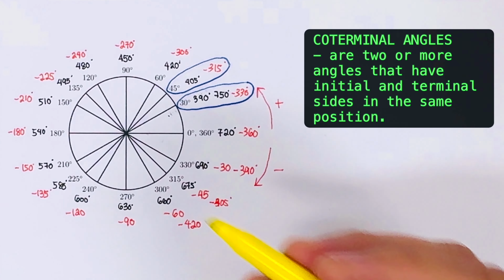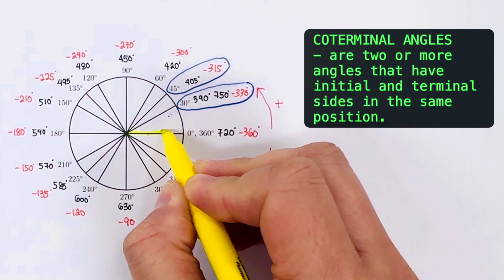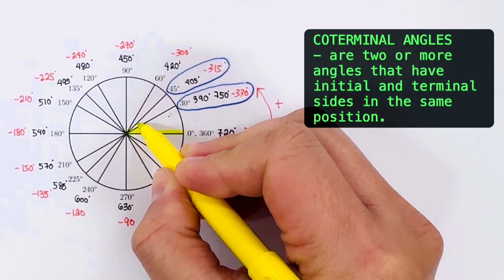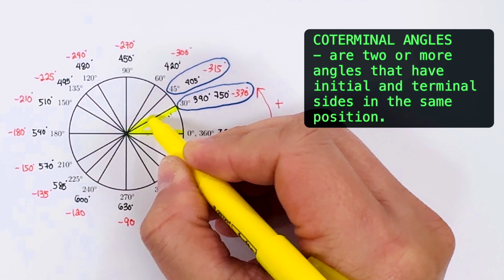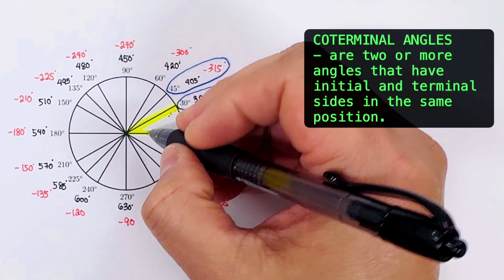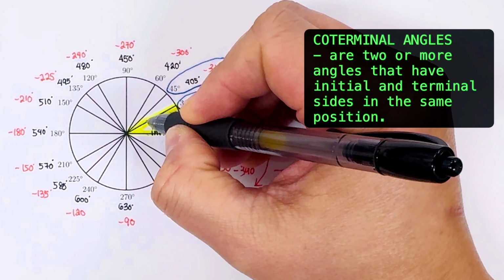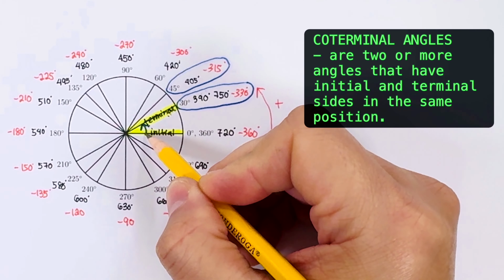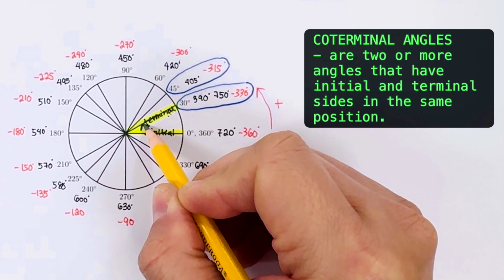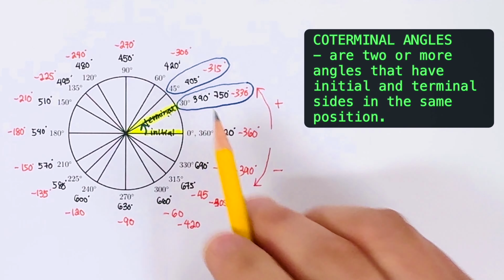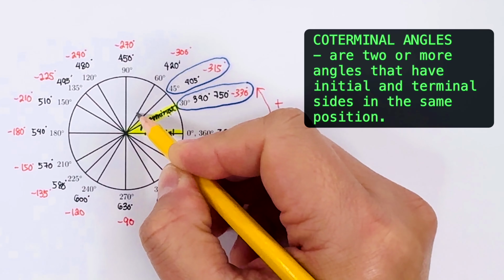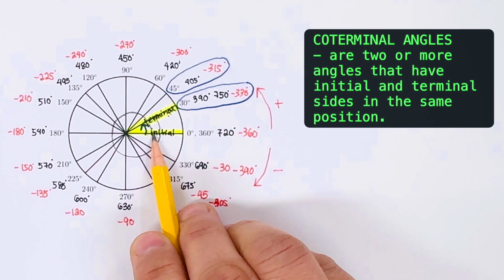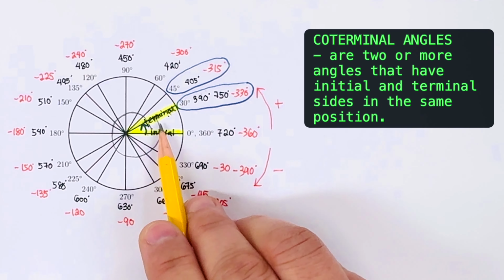Meaning, if we take this line right here as the initial point, and we say 30, this side right here is the initial, and this is the terminal, because this 30 goes from the initial to the terminal. This 390 here went one circle, turned around the circle, and then goes back to the terminal. So it started on the same initial, but ended up on the same terminal side.